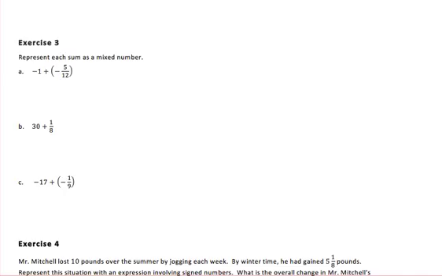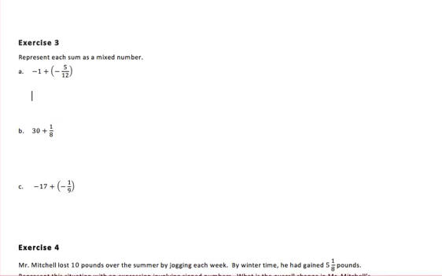Continuing on with the same exercise, only backwards. In exercise 3, they give us the sum, and they want us to put it together as a mixed number. So negative 1 plus negative 5/12 would be negative 1 and 5/12.